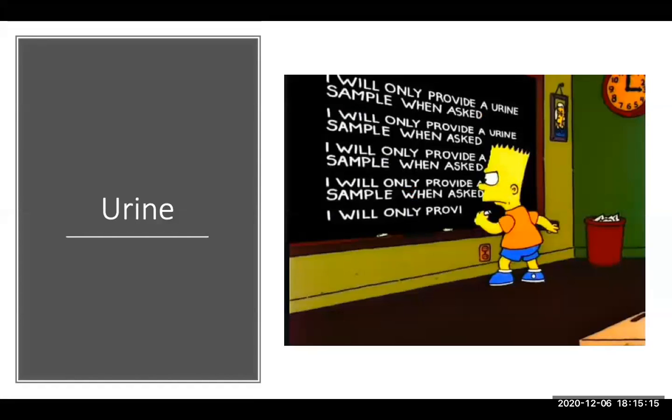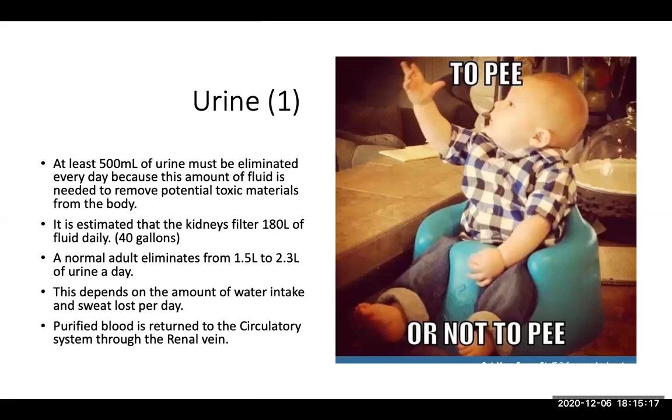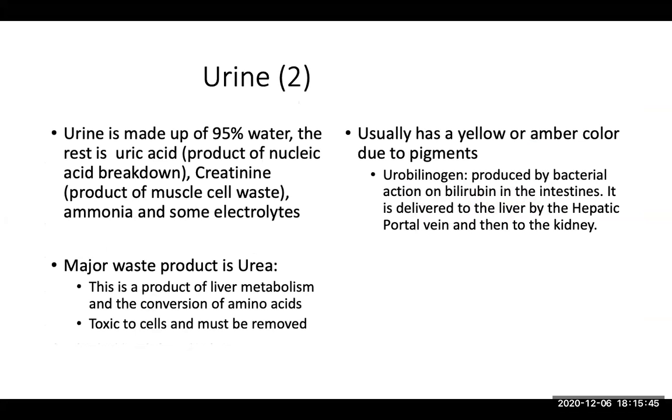And that brings us to urine and urine samples. At least 500 milliliters of urine must be eliminated every day because this amount of fluid is needed to remove potential toxic materials. It's estimated that the kidneys filter about 180 liters of fluid daily. A normal adult eliminates 1.5 to 2.3 liters of urine a day. This usually depends on the amount of water intake and sweat loss. Purified blood will then be returned to the circulatory system through the renal vein.